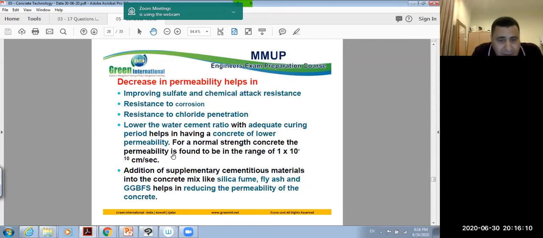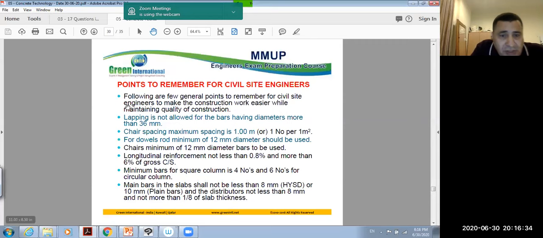For normal strength concrete, permeability is found in the range of 1 multiplied by 10 to the minus 10 centimeter per second. Addition of supplementary cementitious materials into the concrete mix, like silica fume, fly ash and GGBFS, helps in reducing the permeability of the concrete.